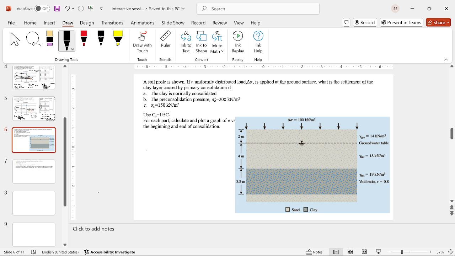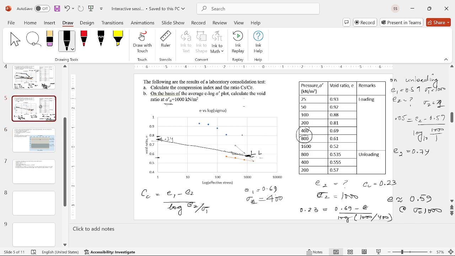Initially the clay is normally consolidated, which means that whatever loading you are putting here is the maximum loading that the soil has reached in its history. So this part of the loading, isn't it? It will not show that much resistance because it has not been loaded so much in the past. So it will show high settlement. This is normally consolidated.